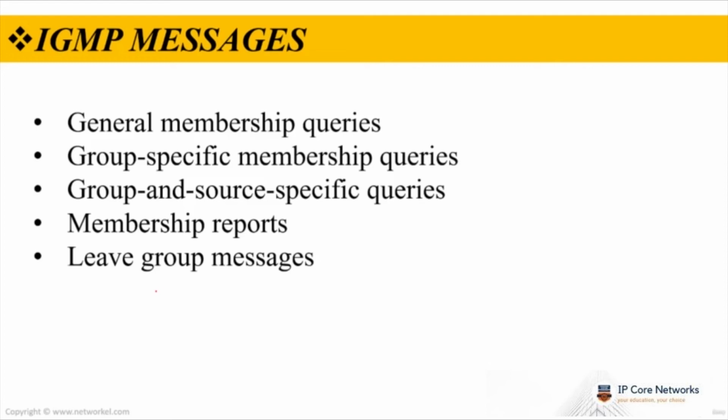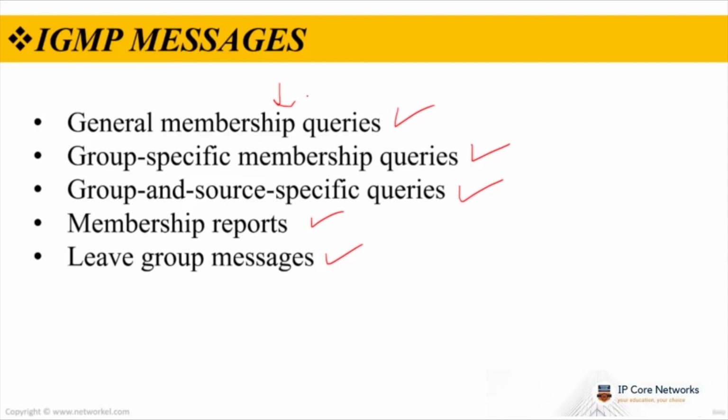So there are several types of IGMP messages, and they are general membership queries, group-specific membership queries, group and source-specific queries, membership reports, and the leave group messages. When we check the general membership queries, these queries are sent by multicast routers to determine which multicast addresses are of interest to systems attached to the networks they serve.